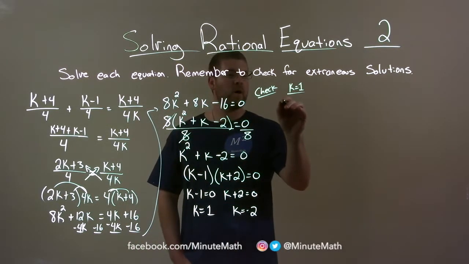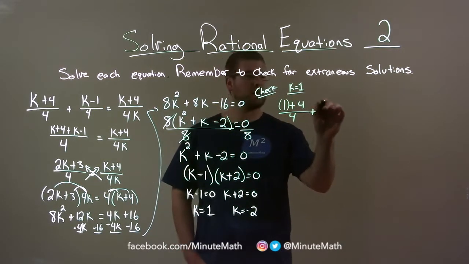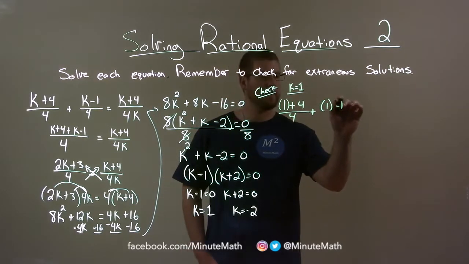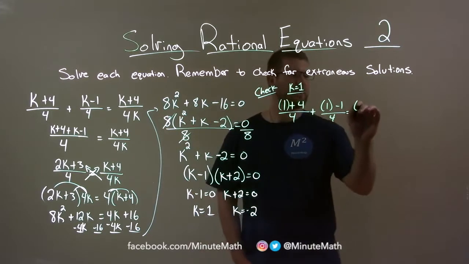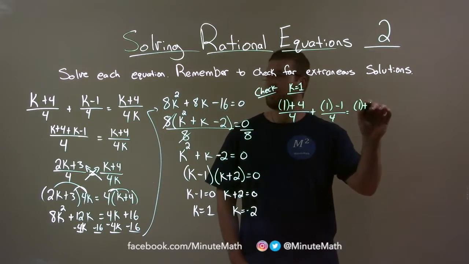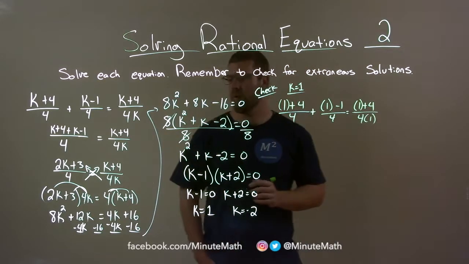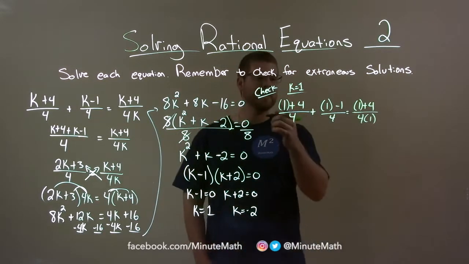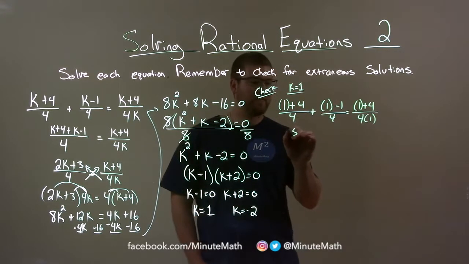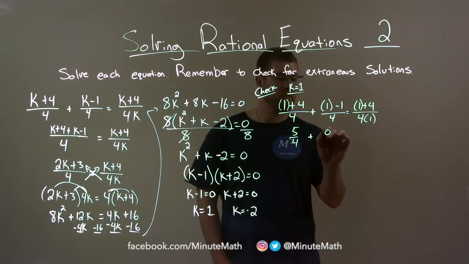So we have 1 plus 4 over 4 plus 1 minus 1 over 4. And does that equal 1 plus 4 over 4 times 1? All right, 1's in for all the k's. Simplify. 1 plus 4 is 5, so we have 5 fourths here, plus 1 minus 1 is 0, so we have 0 fourths.